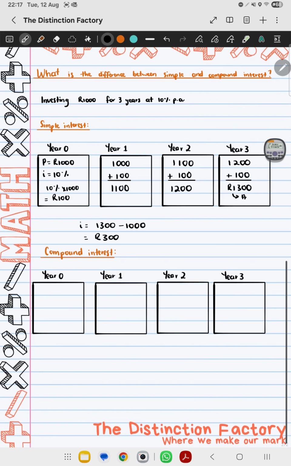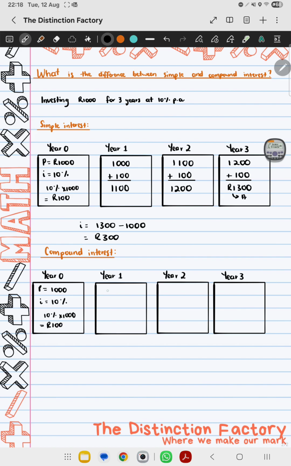Okay, going on to compound interest, our p-value stays the same. Our interest is also staying the same. And the difference between the simple and the compound is that with compound interest, you are calculating a new interest amount that is added into the account based on what's currently in your account. So for the first year, we're going to calculate our interest by saying 10%, timesing that by what's currently in our investment, which is 1,000 Rand.